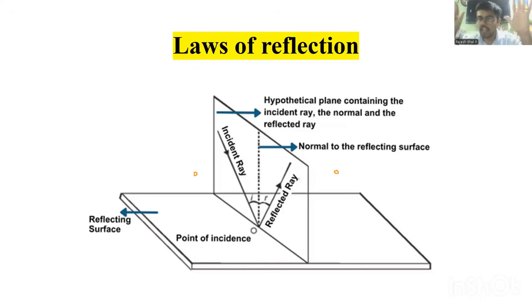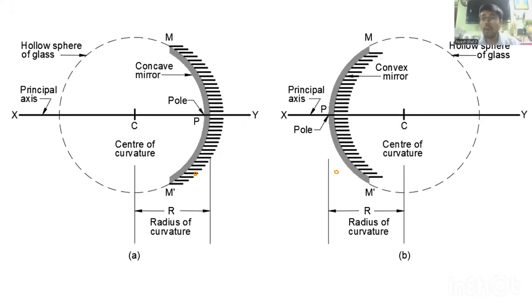So laws of reflection, you understand. Now we'll go to spherical mirrors. Consider a big football. First one, diagram A. Big football. Diagram B is also a big football. But in diagram A, inside the football there is a mirror, outside no mirror. Next football, outside mirror, inside nothing. Now take a knife and cut both of them.